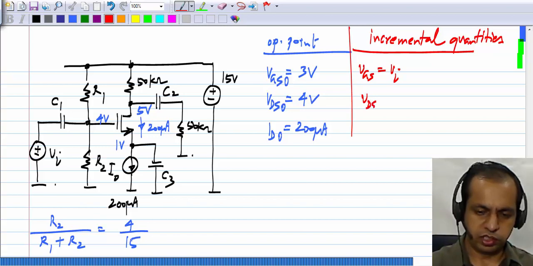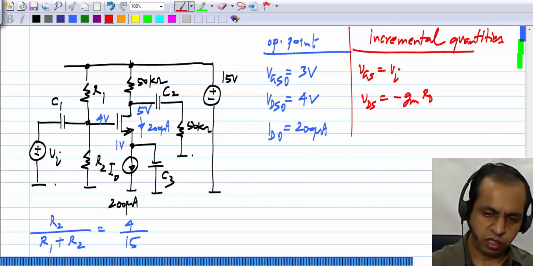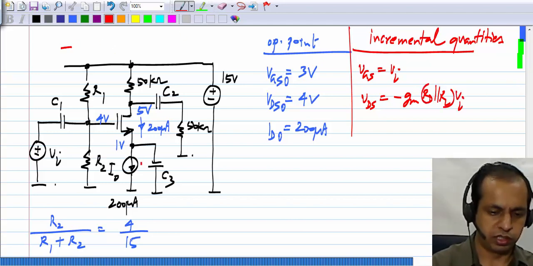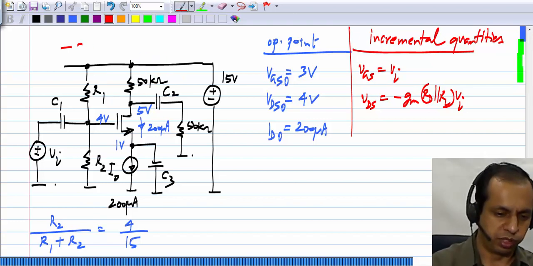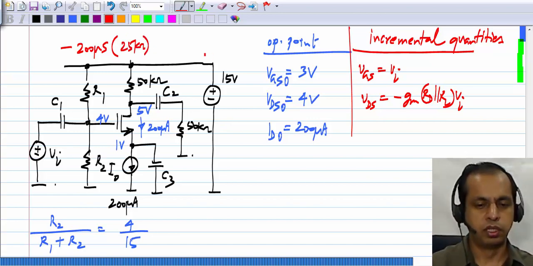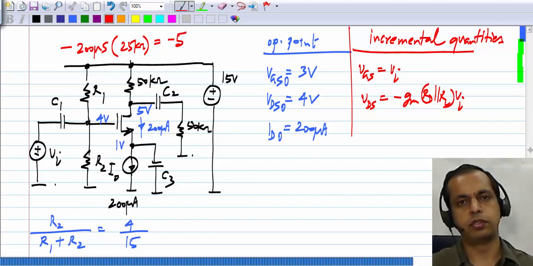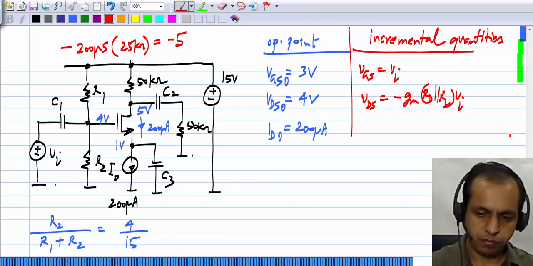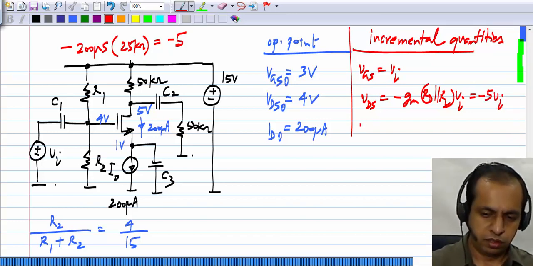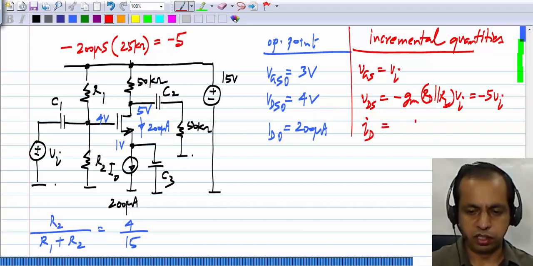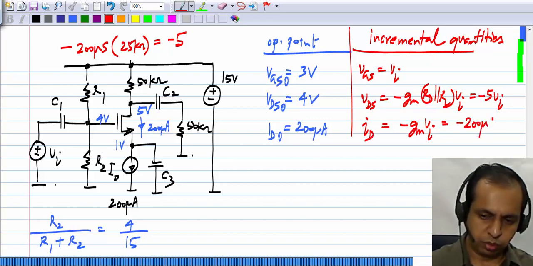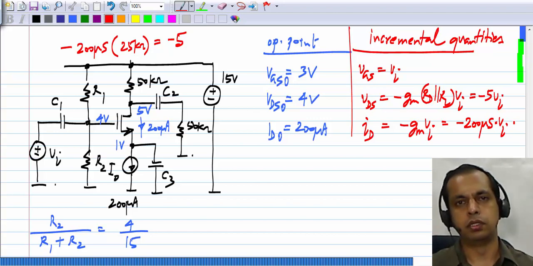And vds equals minus gm times RD parallel RL times Vi, and in this particular case, gm at this operating point is 200 microsiemens times RD parallel RL, which is 25 kilo ohms, and this will be minus 5, which will be minus 5 Vi. And the incremental drain current is gm Vi, or 200 microsiemens times Vi, with a negative sign for the drain voltage.